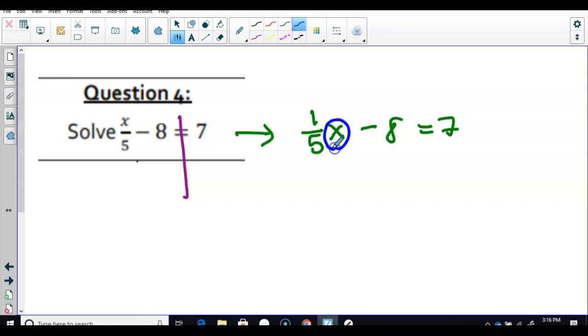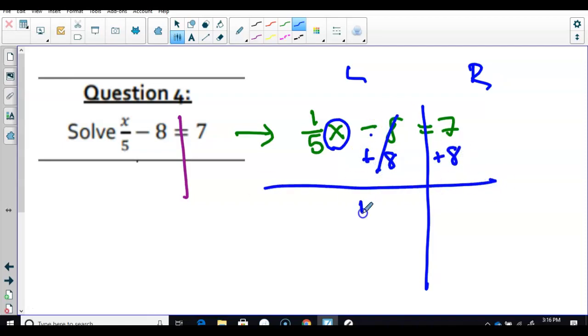Okay, so I'm going to circle x. I'm all ready to go. There's nothing to simplify on the left side. There's nothing to simplify on the right side. So I'm ready to get x by itself. So I'm going to add 8 first because that's the opposite of subtraction of 8. And that's going to give me 1/5 x is equal to 15.